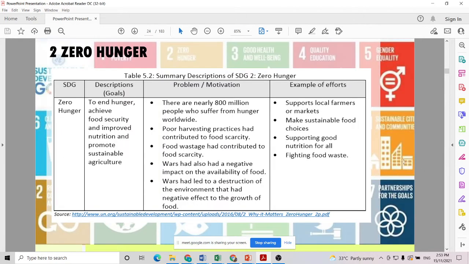So how to do this? This is the effort: support local farmers, and then make sustainable food choices. You eat only to live, it's not live to eat. So be careful regarding this food. And then the best part is you need to fight food waste. Dulu itu hari kita ada buat tabung makanan, so that is to fight food waste.